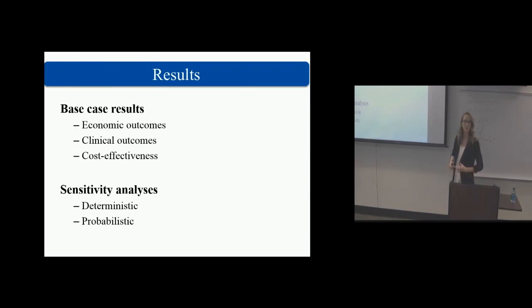So, some selected results based on the base case analyses. What was the cost of each strategy? How well did the strategy actually perform in catching or ruling out infection? And then the cost effectiveness is putting it all together. And then we conducted sensitivity analyses to evaluate how robust all of our findings were.